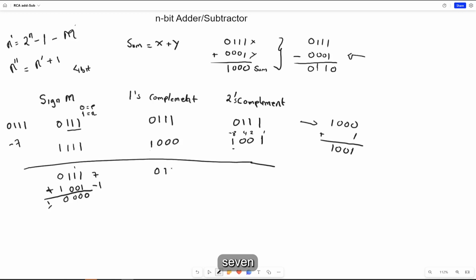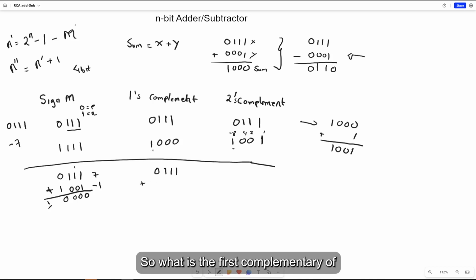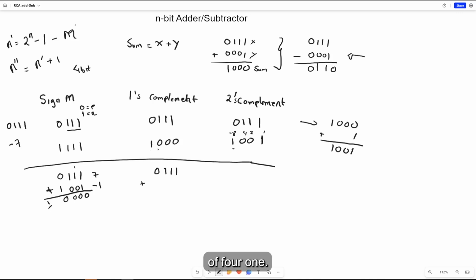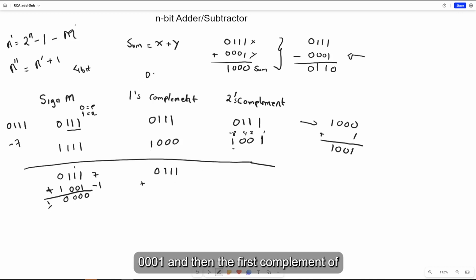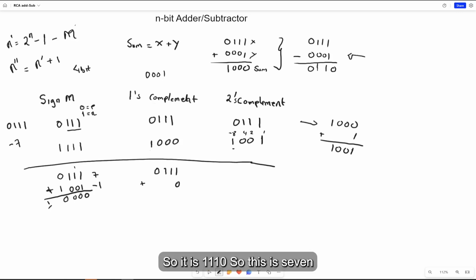7 plus minus 1. So what is the first complementary of 1, of our minus number? Minus 1 is written here because you have 1. So 1 is written like this, 0, 0, 0, 1, and then the first complementary of this, all of them are flipped between 1 and 0, so it is 0, 1, 1, 1.